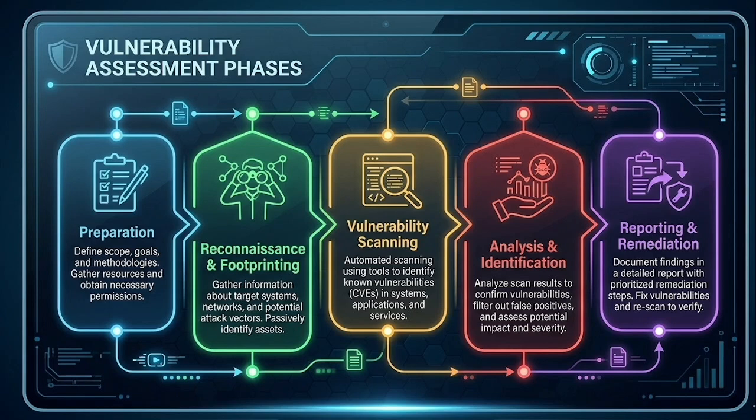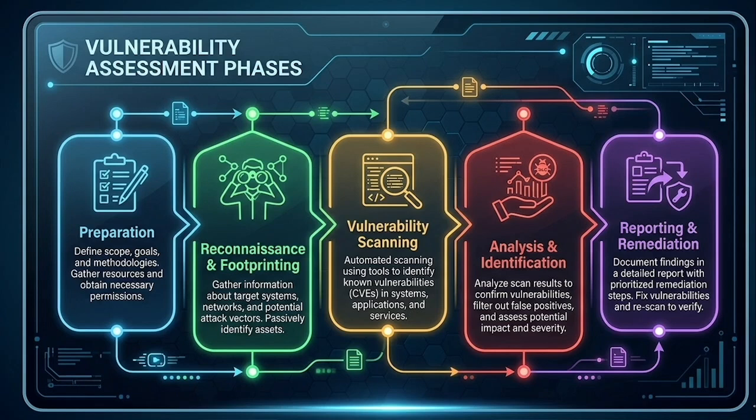Analysis and identification. In analysis, we have to analyze the results to confirm what is vulnerable and what are false positives, and assess potential impact and severity. From the results, we have to confirm the vulnerabilities, outdated versions, unpatched or misconfigured services which are open. After that, we have to filter out the false positives and analyze the outputs of one or two other automated tools along with our manual testing to assess the potential impact and their severity. And last, reporting and remediation.